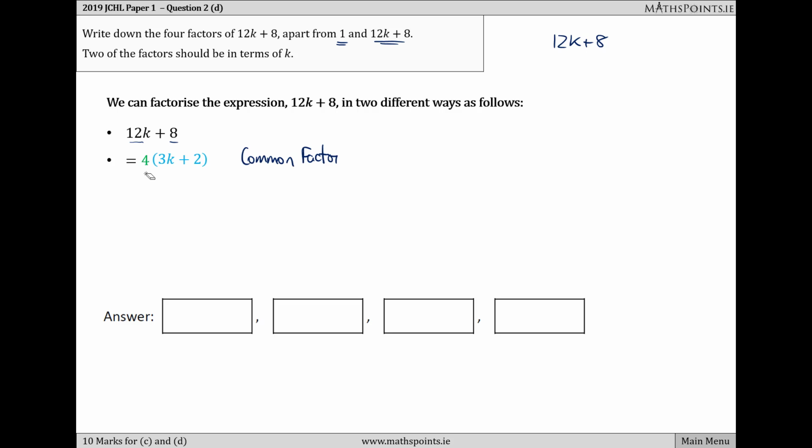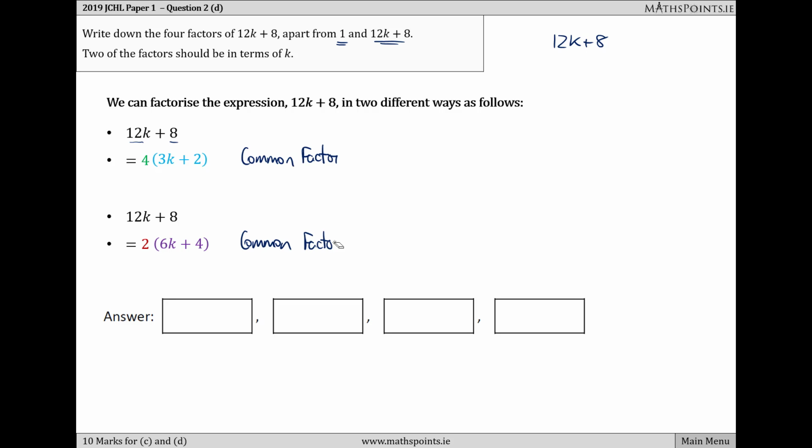We can check this by multiplying it back out. 4 times 3k is 12k, and 4 times 2 is 8. So what else divides evenly into 12k and into 8? Like, what other common factor is there? Well, the number 2 is also a common factor. 2 will divide into 12k 6k times, and 2 divides into 8 4 times. And so 2 is also a common factor.